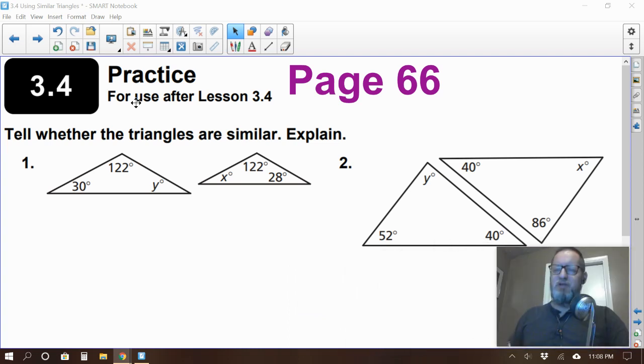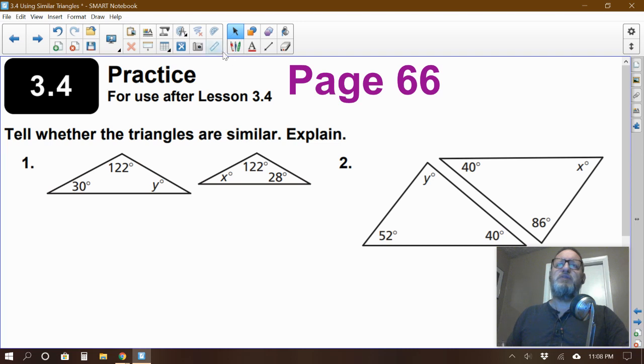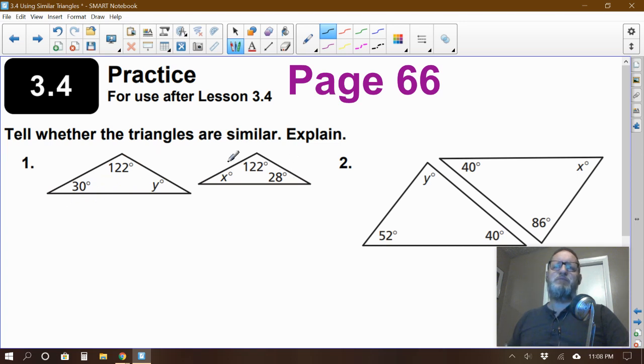All right, so tell whether these triangles are similar and explain. All righty, so we'll look at this first one here. First of all, I'm noticing they have a 122-degree angle in common. Great. They already have one angle in common, but we need to prove if a second one is. So one way is to figure out this third missing angle. Every triangle adds up to 180 degrees.